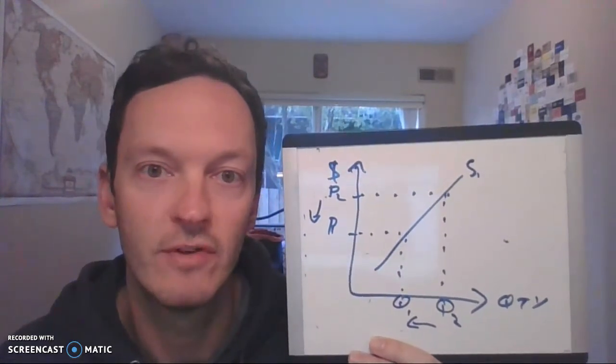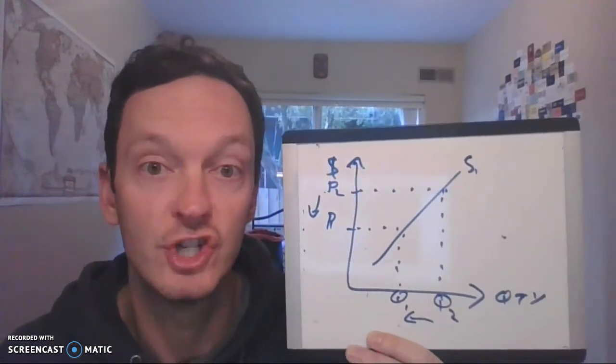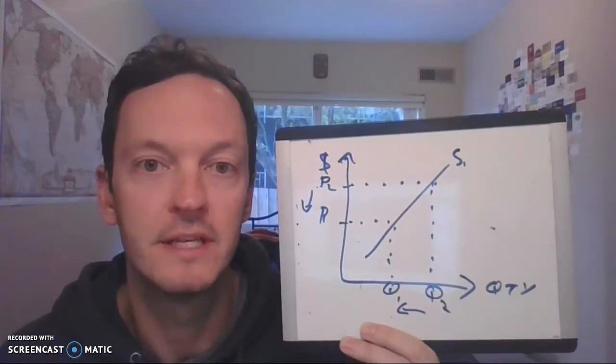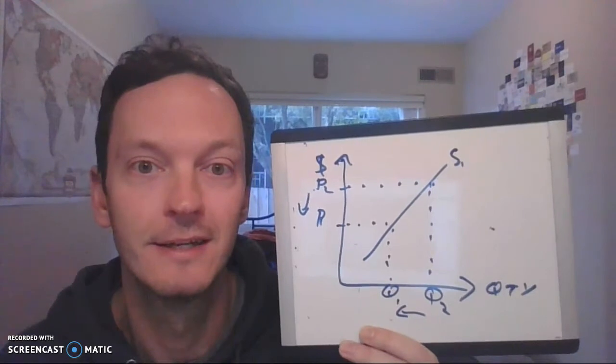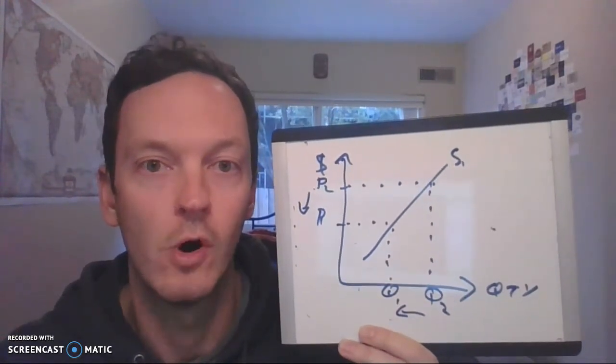I hope this makes sense for everybody. There'll be further videos on shifts to supply, but this is just the basic one on what supply is, why the line is shaped to the right, and a recap on the law of supply.